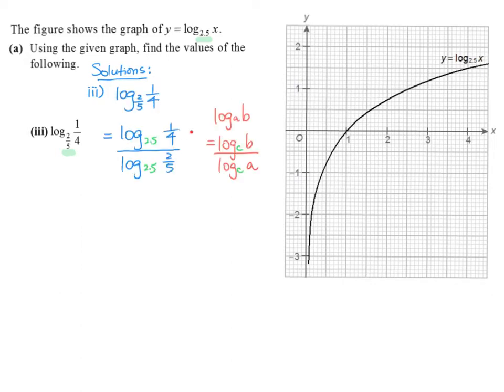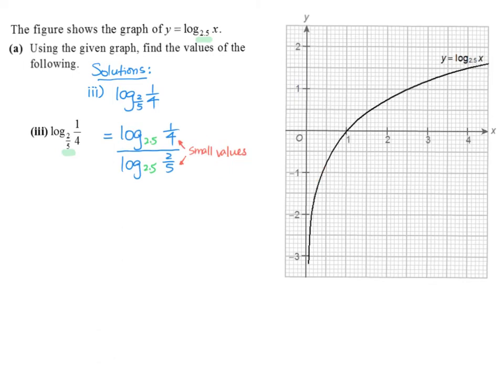Well, here's the trick. Log base a of b, we can actually make this into a fraction of 2 logs as long as they share the same base. We could actually pick any base, and in this case, because the graph that we have has base 2.5, we must use 2.5. Then we could go to x equals 1 over 4, somewhere here, and x equals 2 over 5, somewhere here, to get the corresponding y's.